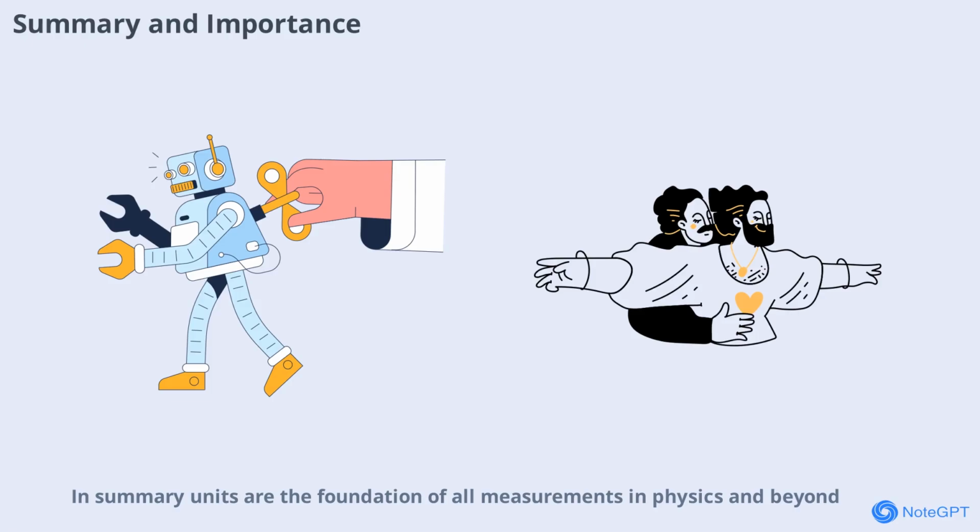Summary: units are the foundation of all measurements in physics and beyond. They provide a common language for science, technology, and everyday life. By understanding and using units correctly, we ensure accuracy, consistency, and progress in every field. Whether you're a student, scientist, or simply curious about the world, mastering the concept of units is an essential step on your journey of discovery.